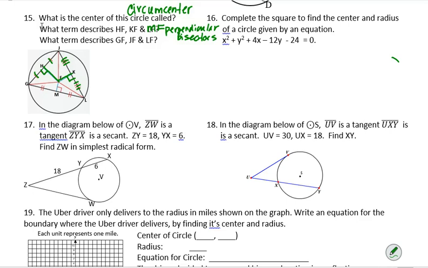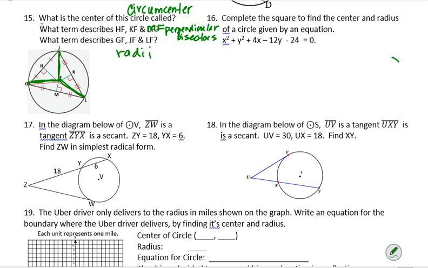Then it asks us about GF. Oh, that's a radius. Sorry, can't draw straight, but JF, that's a radius, and so is LF. So these are all radii here, y'all, which means they're all congruent.